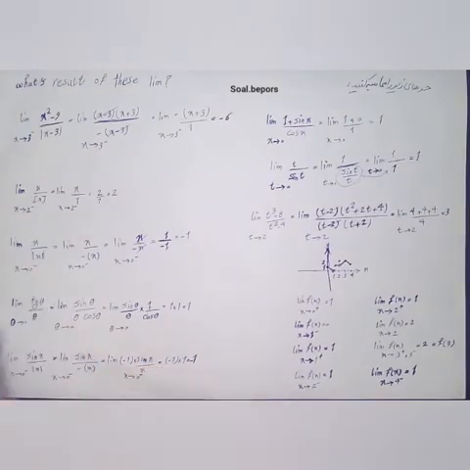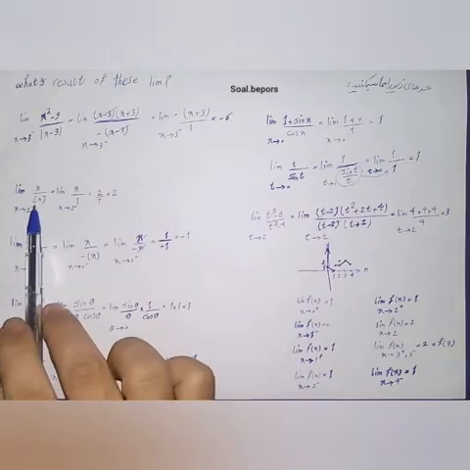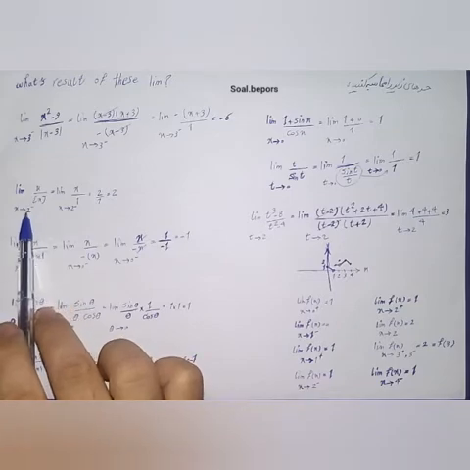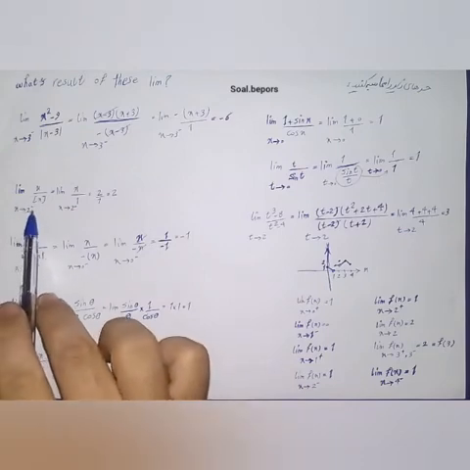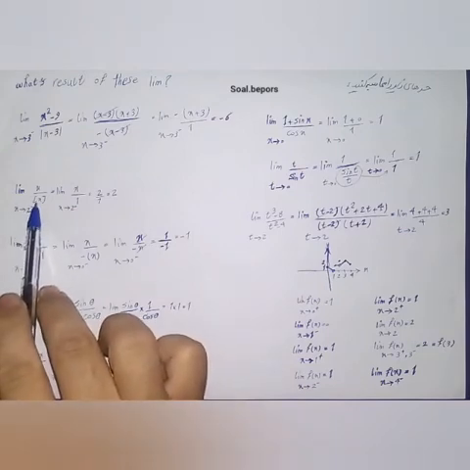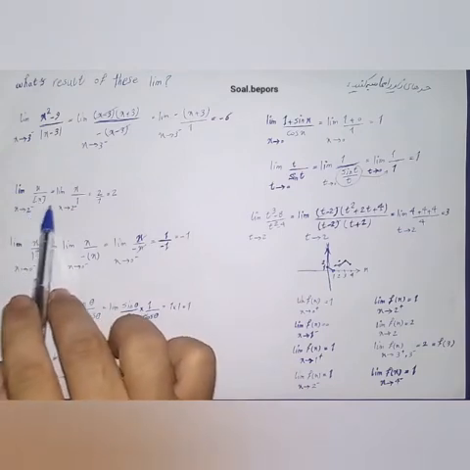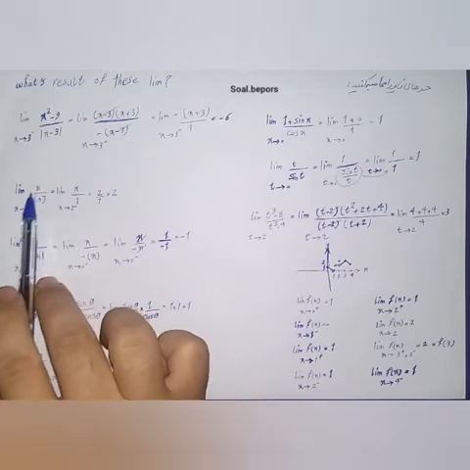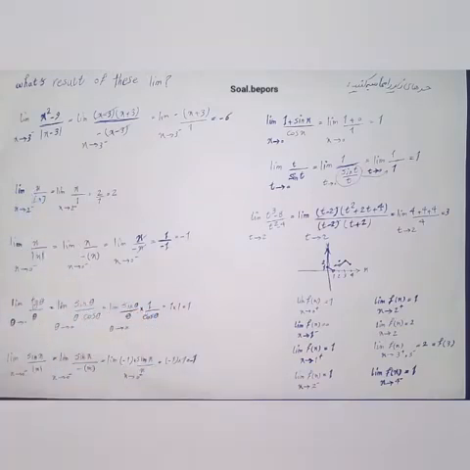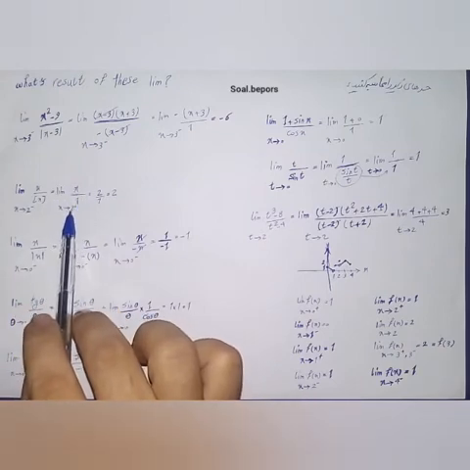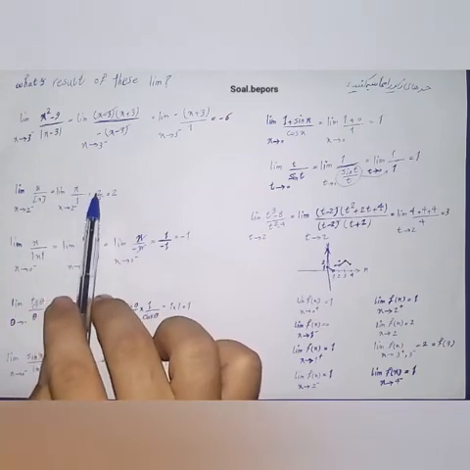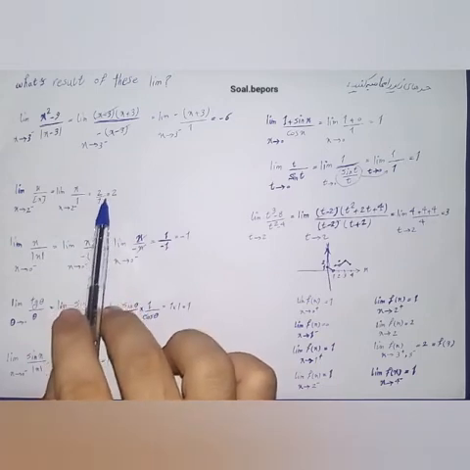Number 2 is the limit of x divided by floor of x when x goes to 2 from left. From left, floor of x is 1 and the numerator is x, so we put 2 as x and the result is 2.